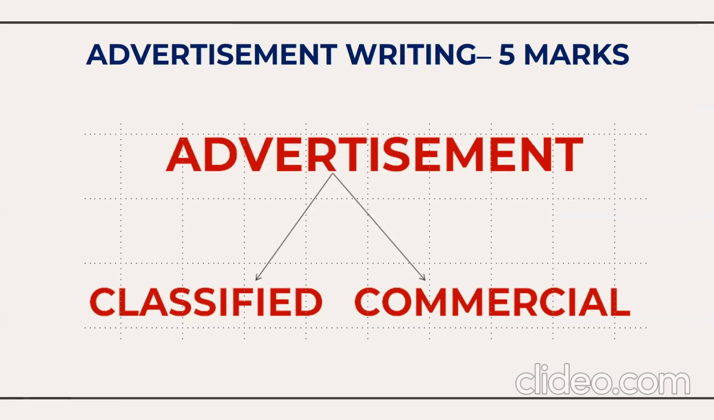The next question is from the last section of your textbook, commercial writing. Under commercial writing, you have advertisement writing, product manual writing, and brochure writing. You'll have a very good choice here, and you can attempt any one. Advertisement writing is also for 5 marks. There are two types of advertisements, classifieds or commercial. Generally they ask for a job advertisement, a to-let advertisement, sale of any product, lost and found, educational advertisement, placement advertisement, matrimonial, or a travel and tourism advertisement.